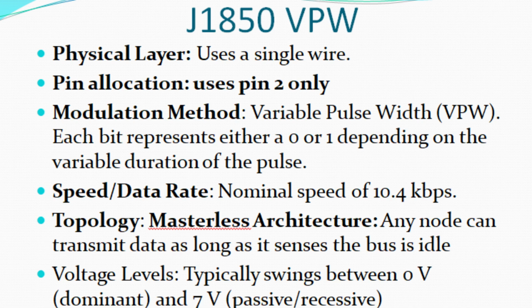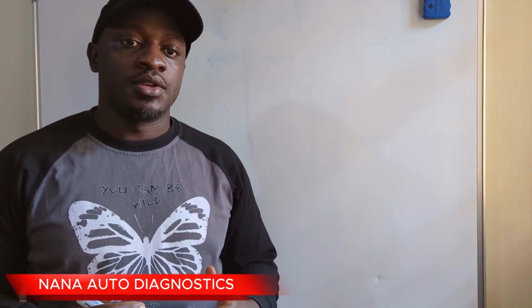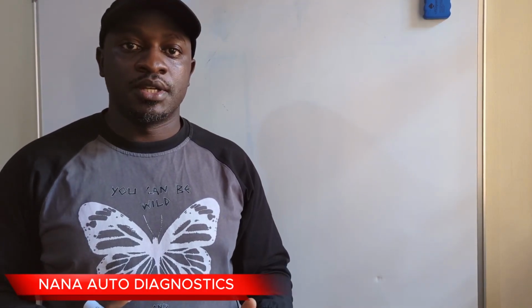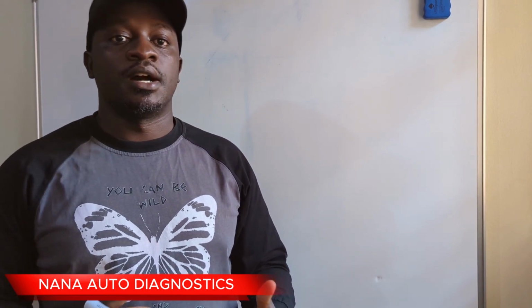For the modulation method, this protocol uses the VPW, as the name suggests, where each bit represents either a 0 or a 1, depending on the variable duration of the pulse. Now let me explain that in detail. So let me explain how modulation is attained when it comes to SAE J1850 VPW. As the name suggests, it's a variable pulse width.